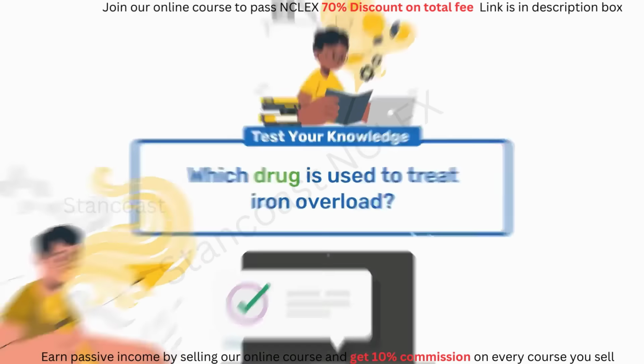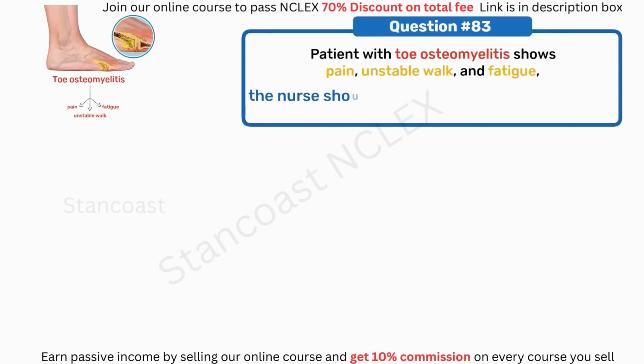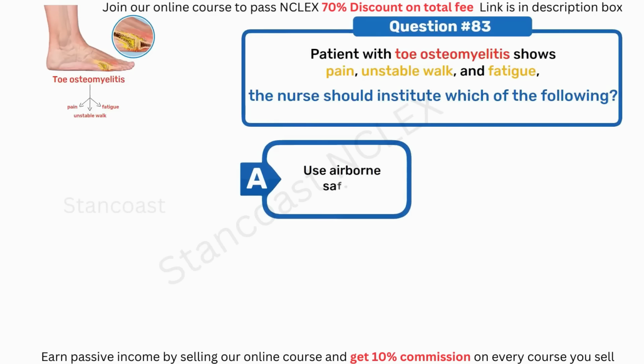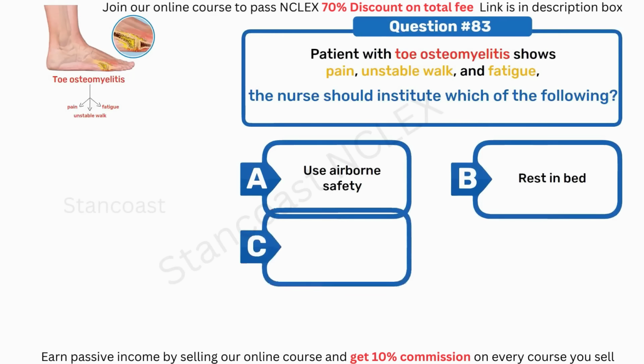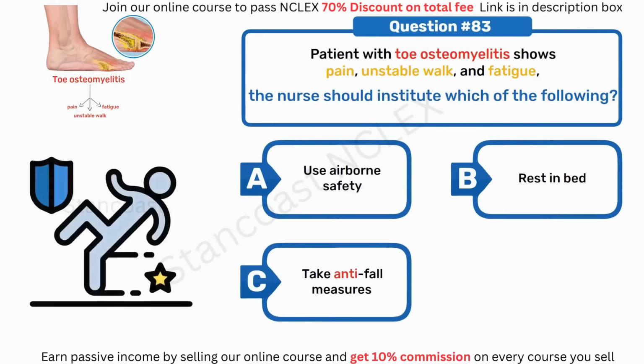And now a patient with toe osteomyelitis shows pain, unstable walk, and fatigue. The nurse should institute which of the following? A. Use airborne safety. B. Rest in bed. C. Take anti-fall measures.